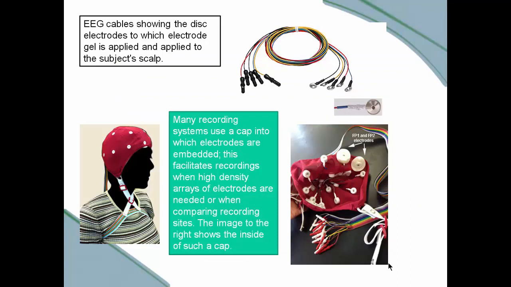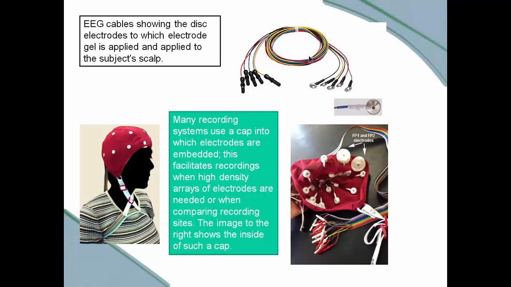So, EEG cables. This shows the electrodes, the disc electrodes here. You can see these little discs. There's the end right there. These would go into the amplifiers, the EEG amplifiers. This is a cap that we're not going to be using, but we will talk about how it's used. We'll talk about how to use it.